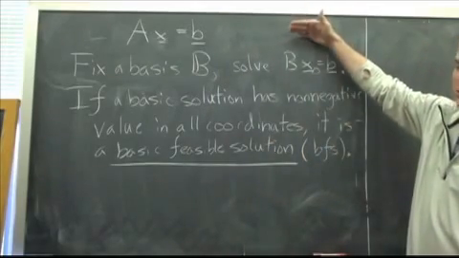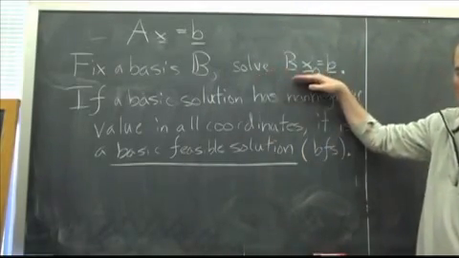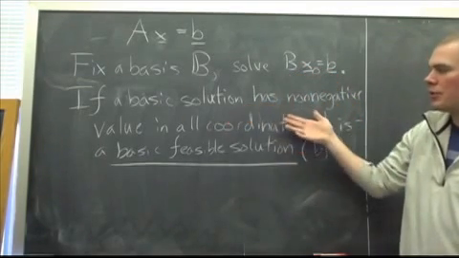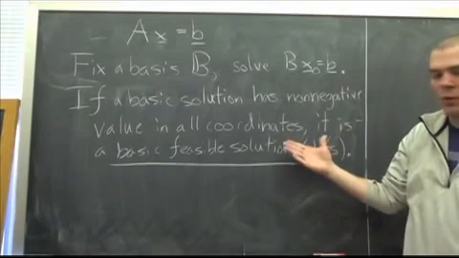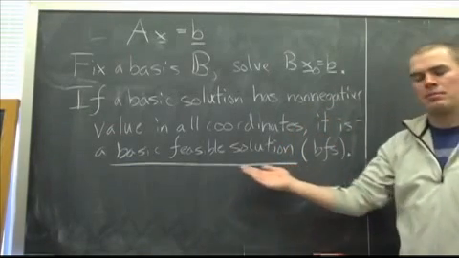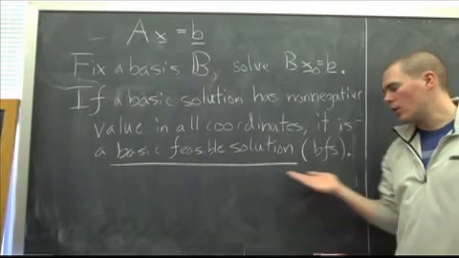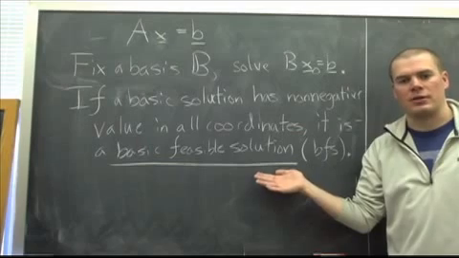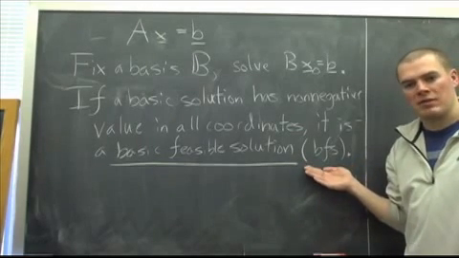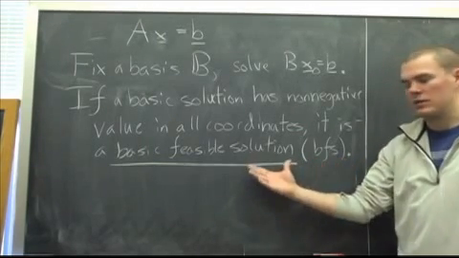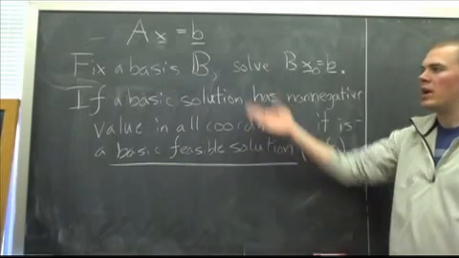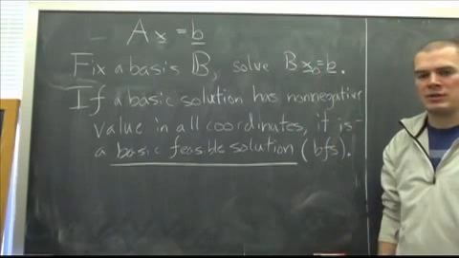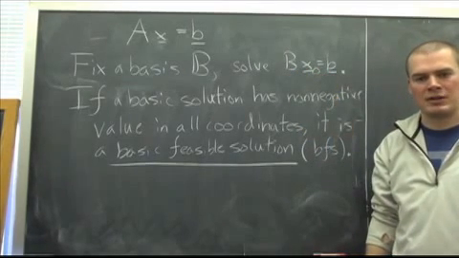So when I have my system, and we've fixed a basis and we've solved for x0, we then have a basic solution. If our basic solution also has non-negative value in every coordinate, then it is a basic feasible solution, or shortened BFS. We're going to use basic feasible solution so often that we're just going to shorten it as lowercase bfs. So when you see BFS, think basic feasible solution. We have a basis living somewhere, we have an x0 living somewhere, and we know how to translate from x0 into our full basic feasible solution, x.